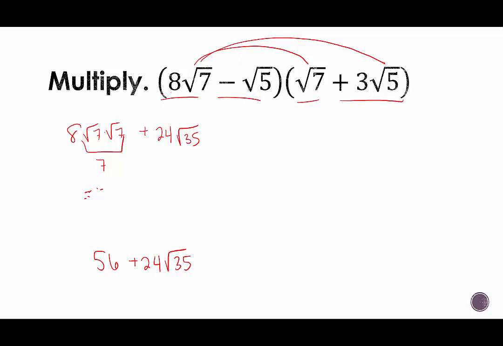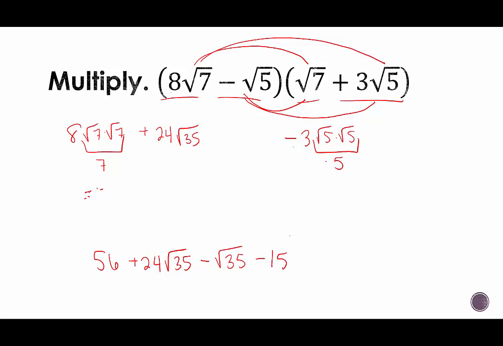Now we're going to distribute the negative radical 5. Negative radical 5 times positive radical 7 is going to be minus radical 35. And then minus root 5 times positive 3 root 5 is going to give us negative 3 root 5 root 5. So we have two radical 5s, which will become regular 5, and then negative 3 times 5 is negative 15.